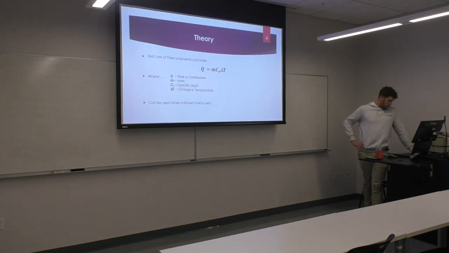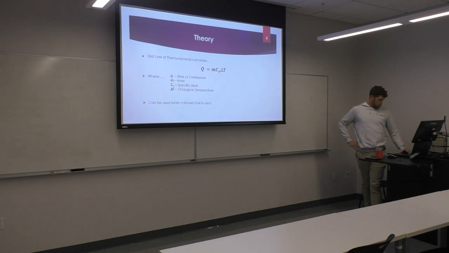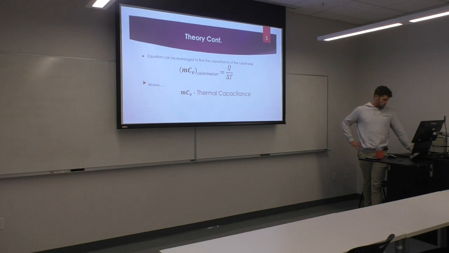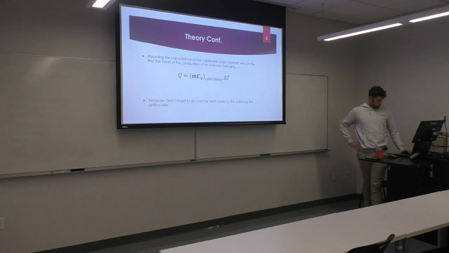Some of the theory that we have is the first law of thermodynamics. Heat is the equation of mass times the specific heat times the change in temperature. We can rearrange this and find the thermal capacitance, which is mass times specific heat, just by using the heat of combustion over the difference in temperature. And you can see that right here. But when we do this, you have to make sure to account for the ignition wire in your system. It's not just the fuel.